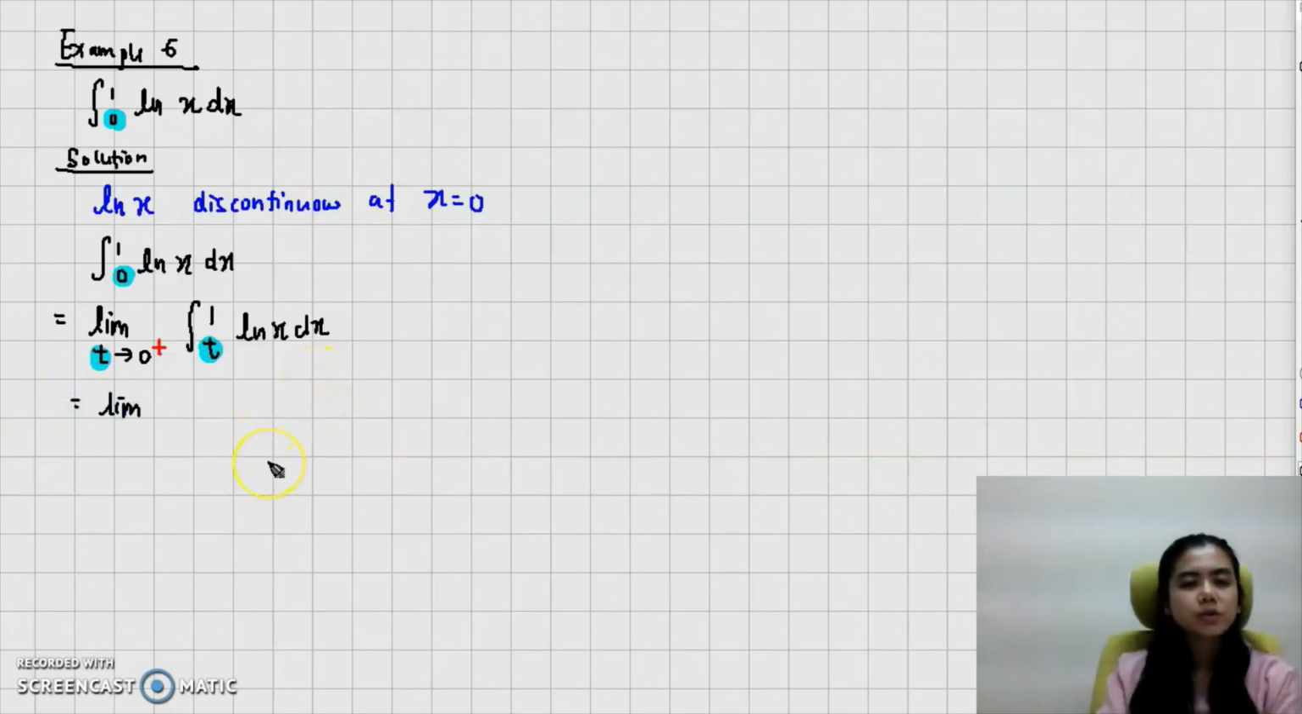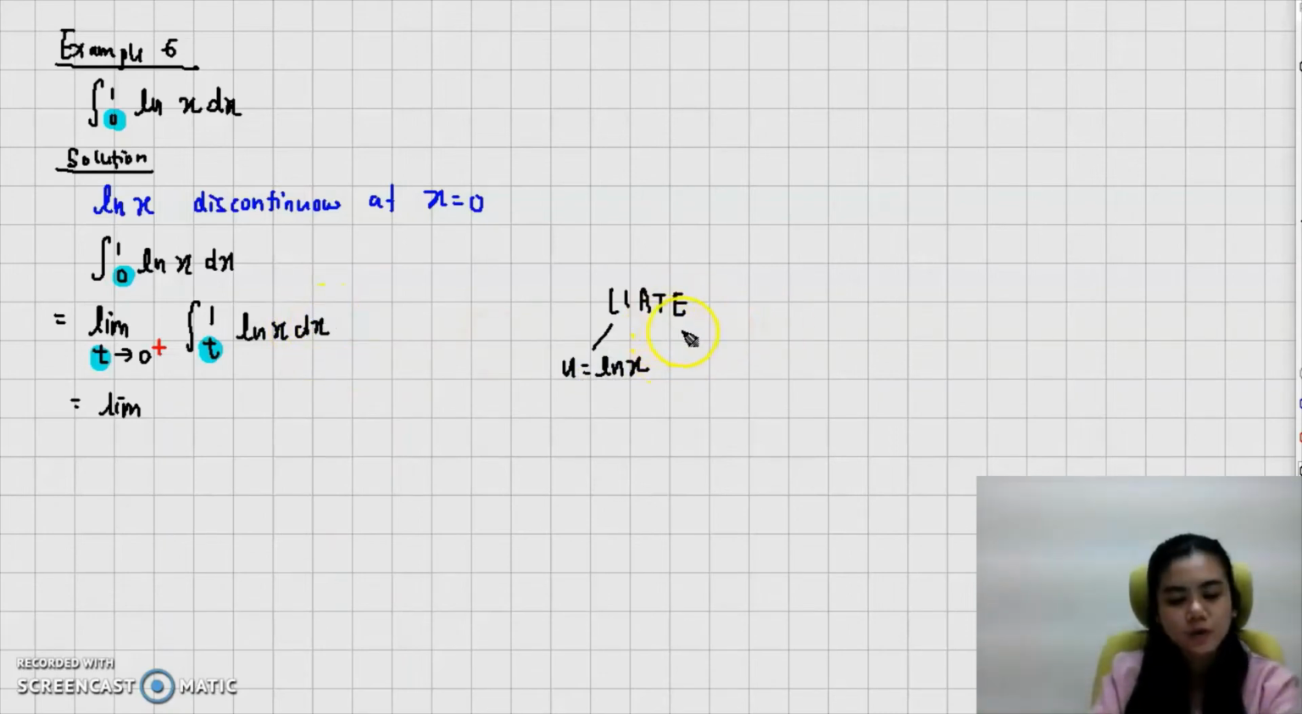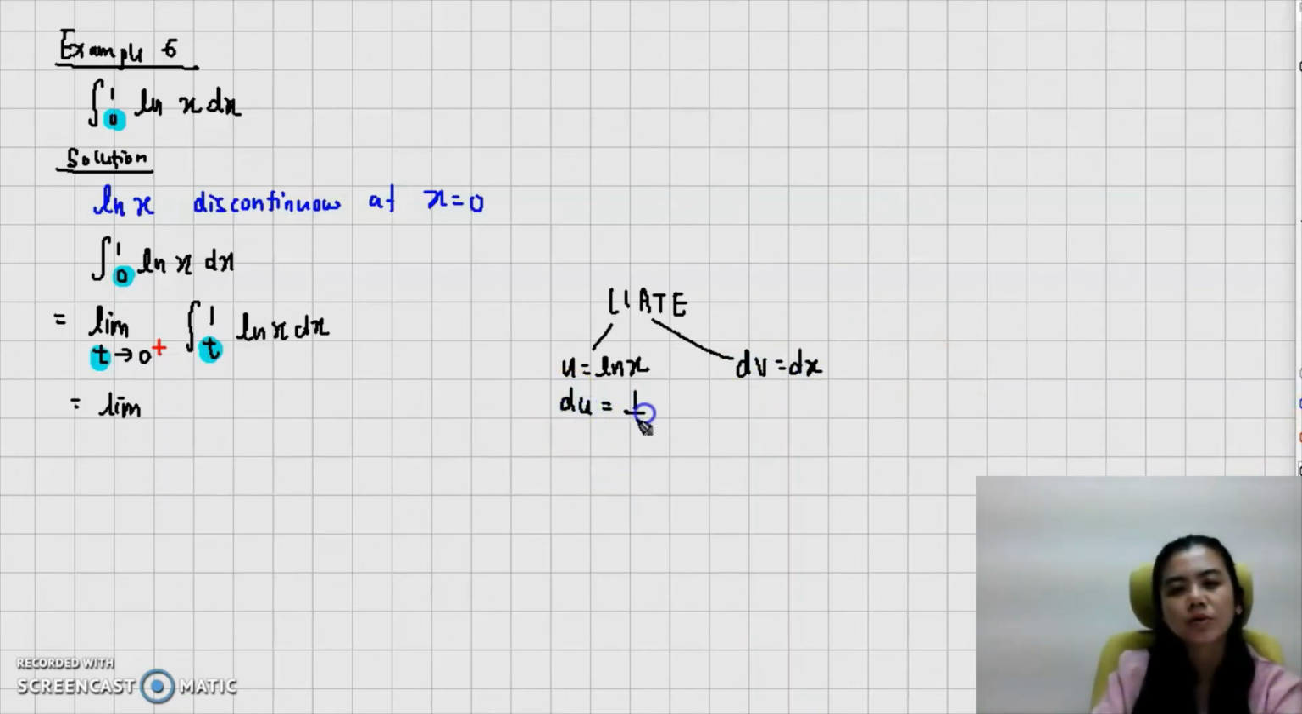Now, if we want to integrate this one, we go back to our basics. We're going to use integration by parts. What we have here is ln x first, so ln x will be your u, and 1 dx will be your algebra part, your dv. Differentiating this one, you will have du equal to 1 over x, and integrating this, you will have v equal to x. So just copy back this.